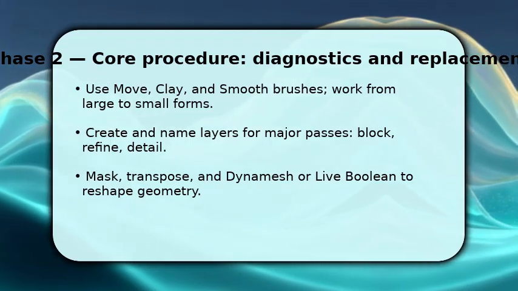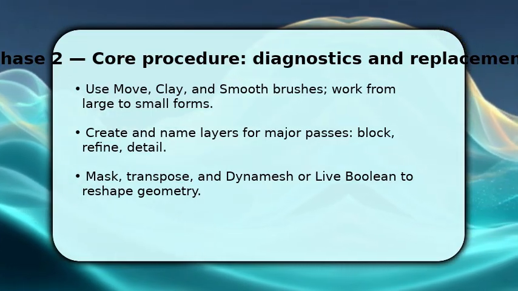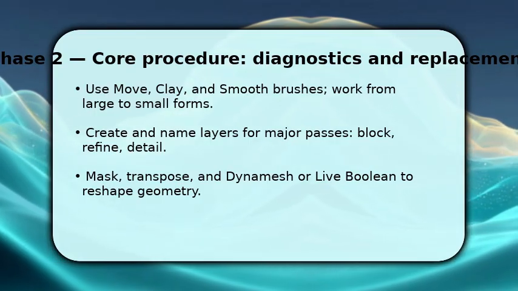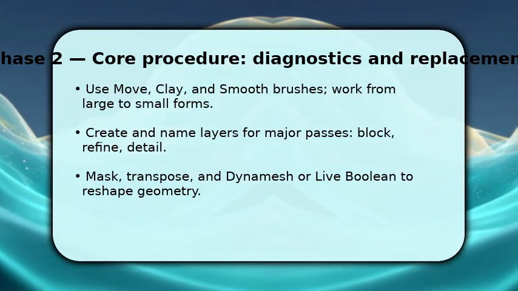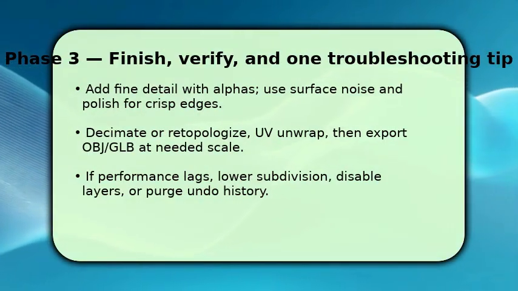When topology needs change, use Dynamesh or Live Boolean to fuse or cut geometry cleanly. These steps maintain control and let you iterate without losing earlier successes. You finalize by adding micro details, alphas for pores, surface noise for texture, and polish brushes for hard edges.